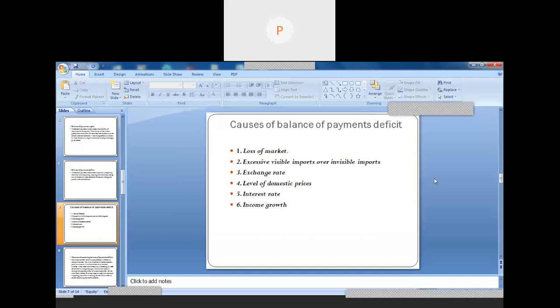Next point which I've written is excessive visible imports over invisible imports. See, anytime there can be a rise in the level of imports without a corresponding increase in exports. It may happen that you have to import more commodities.